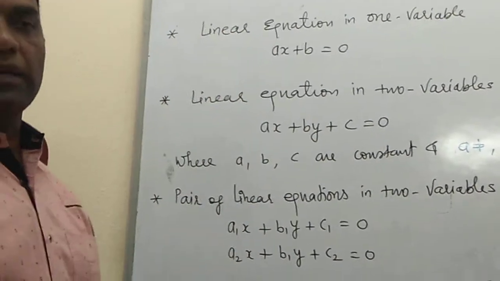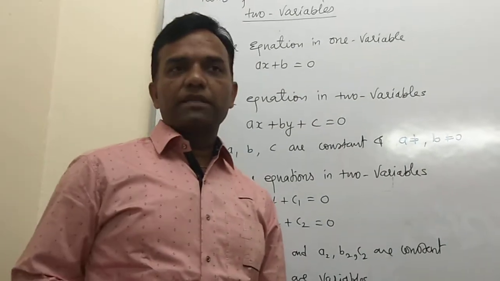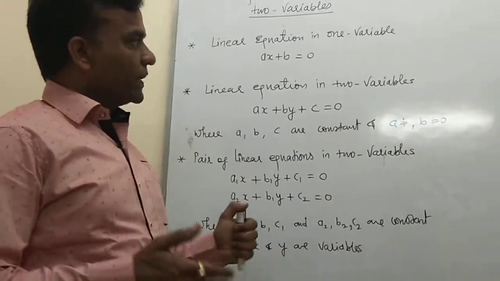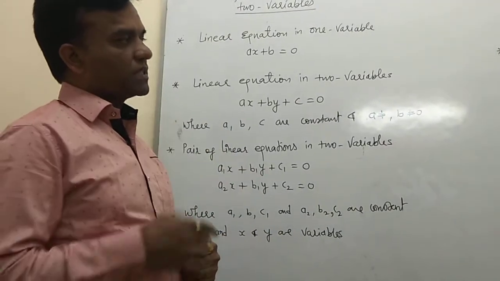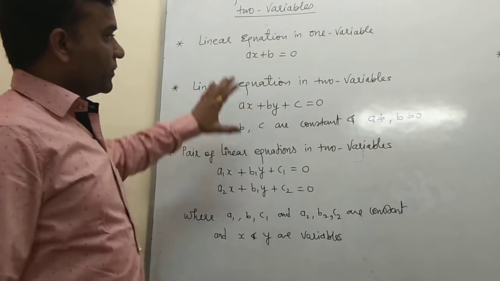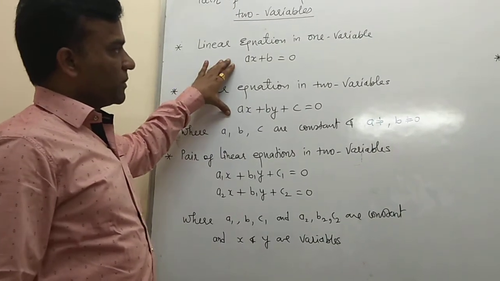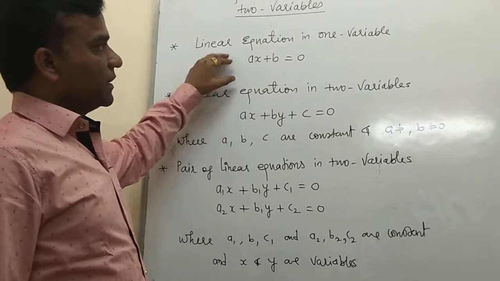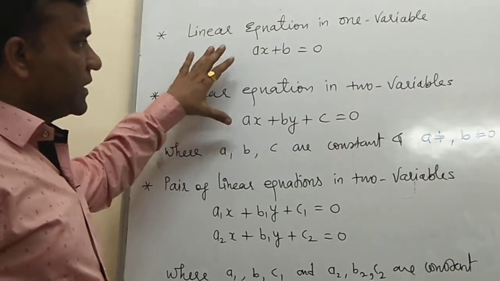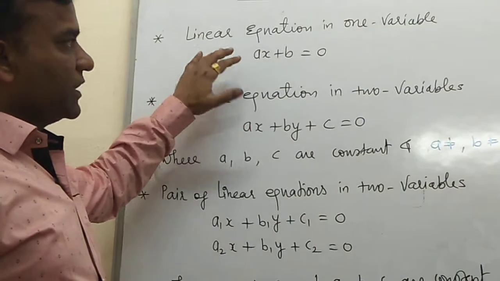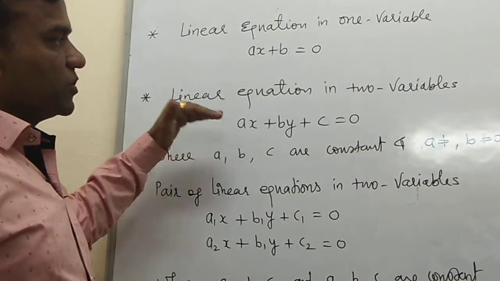If you start any chapter, first you revise which topics you use, and then the further solutions are easy going. So before this, first revise these two topics from the 9th class: linear equation in one variable and linear equation in two variables. It means you have a single equation in one variable and a single equation in two variables.